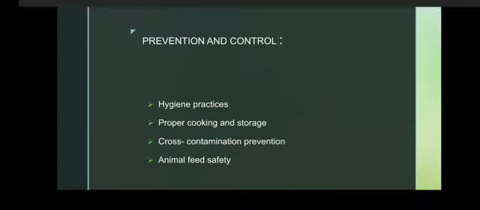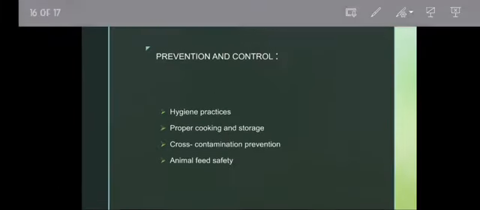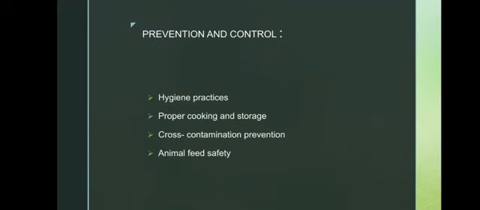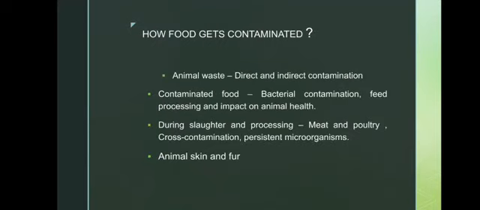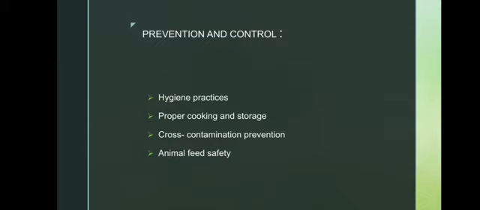And for prevention, we can use hygiene practices, that is using proper animal feed and maintaining the infrastructure of the animal growing environment, and proper cooking and storage. Proper cooking is the best method to prevent any contamination of food. And storage is also very necessary, because raw meat storage should be done at freezing temperature.